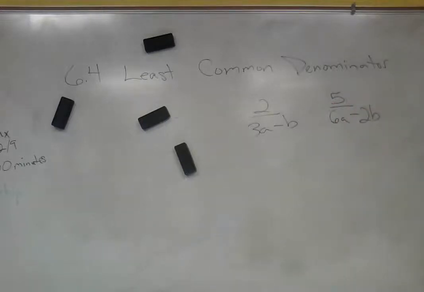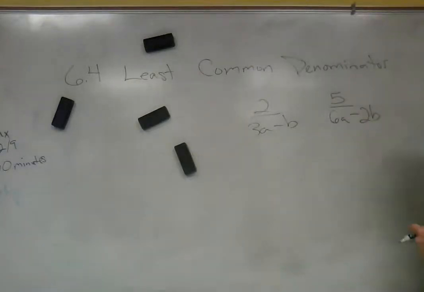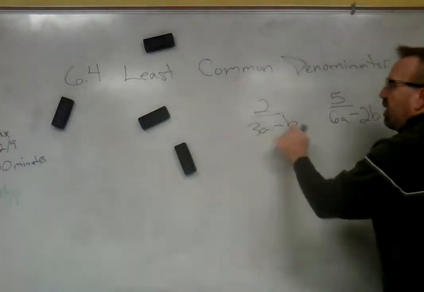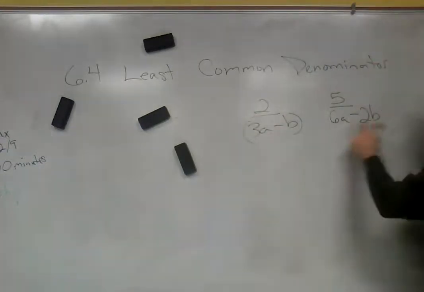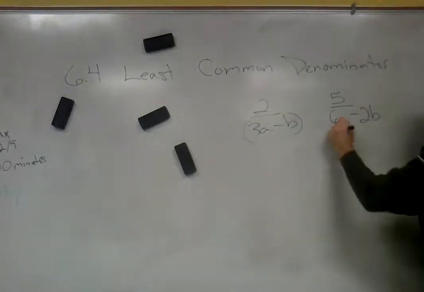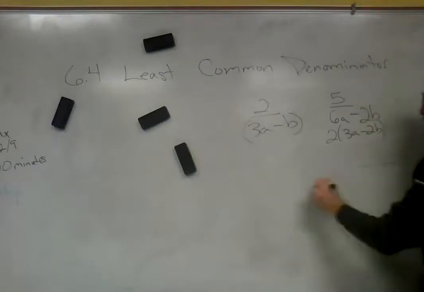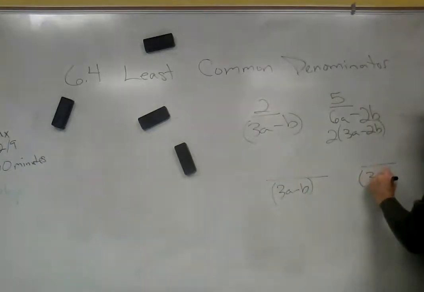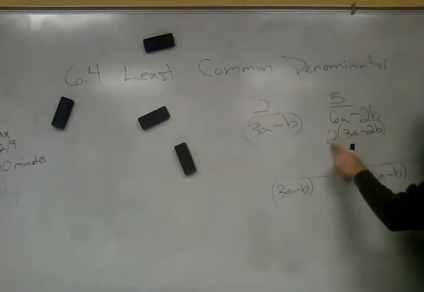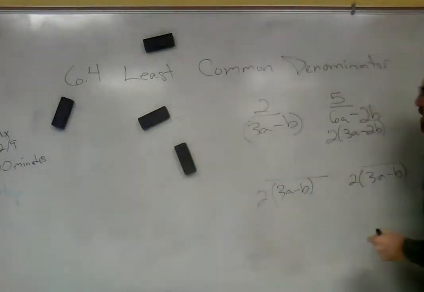Okay, so we have 2 over 3a minus b and 5 over 6a minus 2b. So on this first one, is there anything common? 1, so we can just leave it 3a minus b. Anything common on these two? 2, which leaves us 3a minus 2b. And that's perfect. So our common denominator, we know we've got 3a minus b, but what else is over in this one? 2. So they both need a 2. Okay. So now let's look at it. We're going to change our numerators as well.